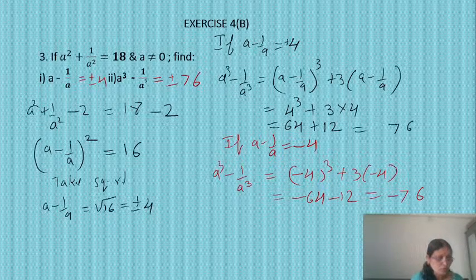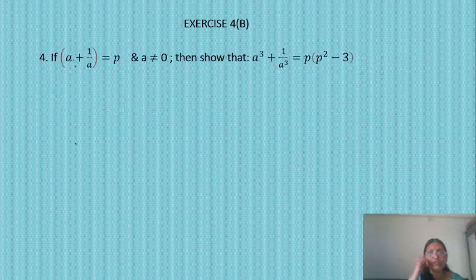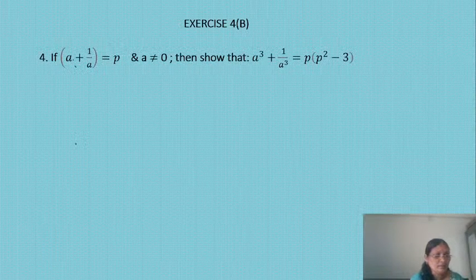Okay. Junaid, I can't see. Ithan, where is Junaid? Okay. Chalo. Let's move on to the next question. Exercise 4b. Aaron is not there again. Hmm. Okay.